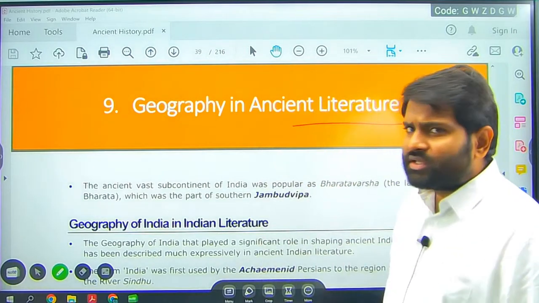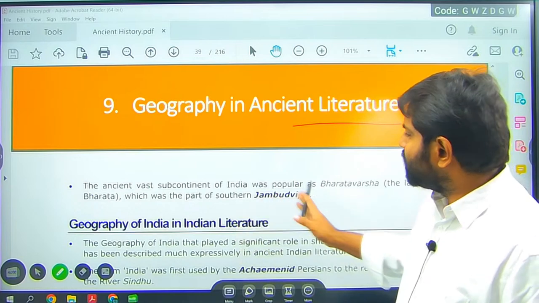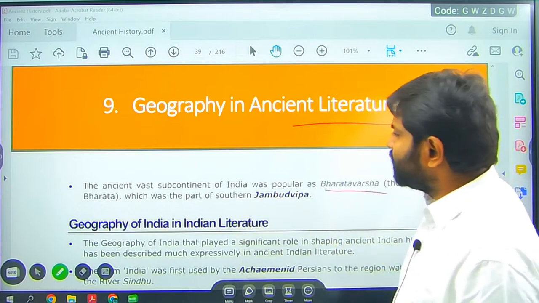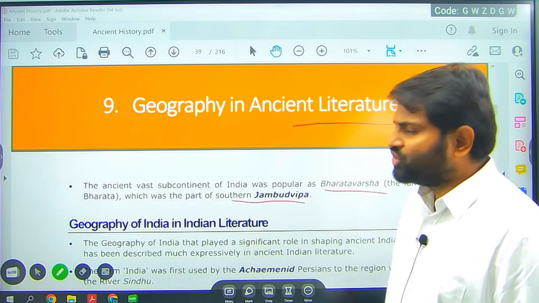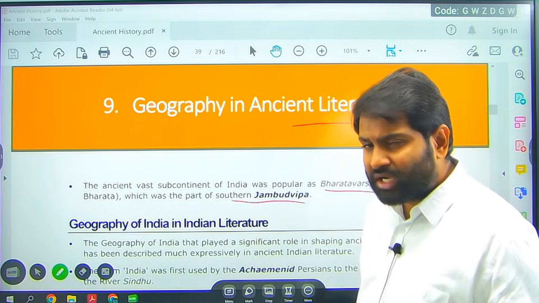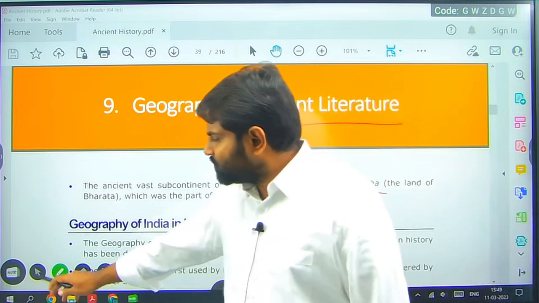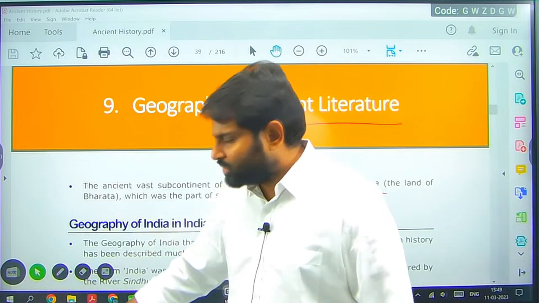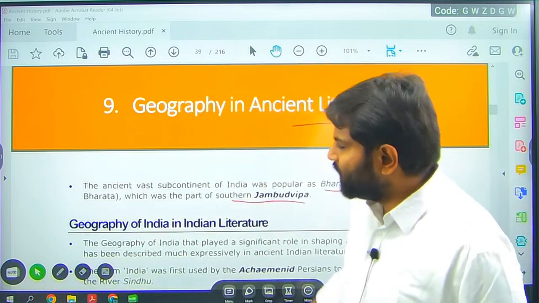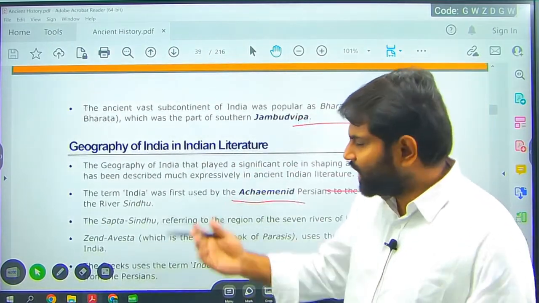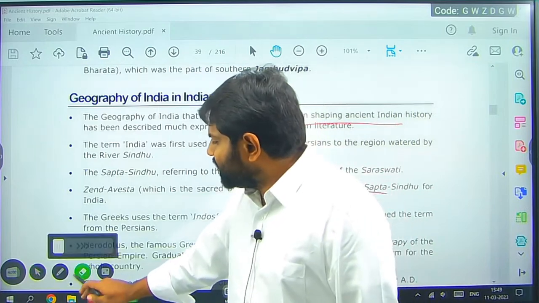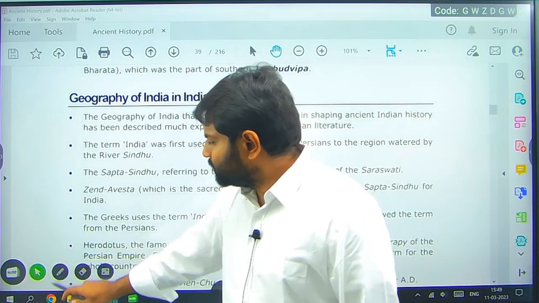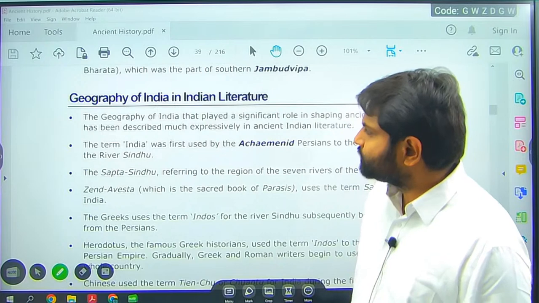In the geography of the ancient literature, the vast Indian subcontinent was divided into Bharatavarsha, the land of Bharata, which, as I said, was the southern part of Jambudvipa. If you go to any temple and listen to what the priest says, he tells all these things: Jambu Dvipe, Uttareshu, Paschimeshu, likewise. If you can understand that, you can decode that. So where are we exactly? Jambu Dvipa, the island.